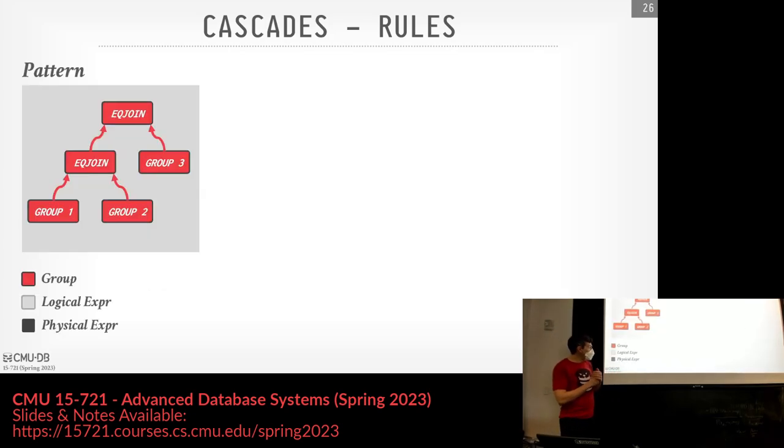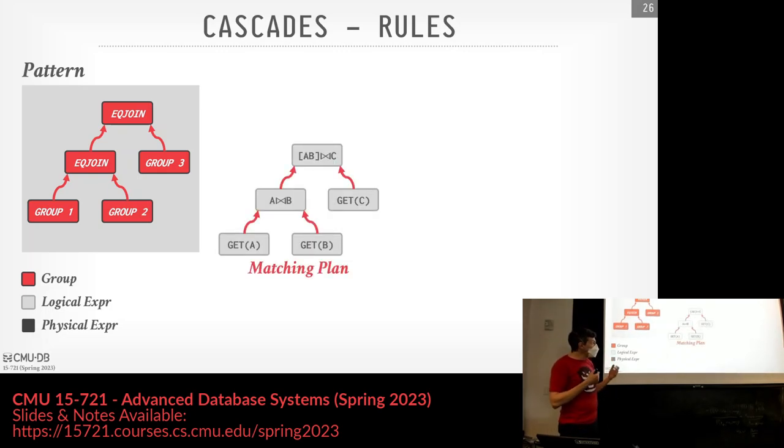All right, so let's see an example of a rule. This is our pattern here. This is what we're going to look for for this particular rule. So if we have two equijoins doing a left deep tree, if we see this pattern in our query plan, we'll match on it. Now, you see here at the bottom of the leaf nodes, group 1, group 2, group 3, these are placeholders, right? This is saying the rule doesn't care what's below this. All we care about is we have an equijoin feeding into another equijoin like this.